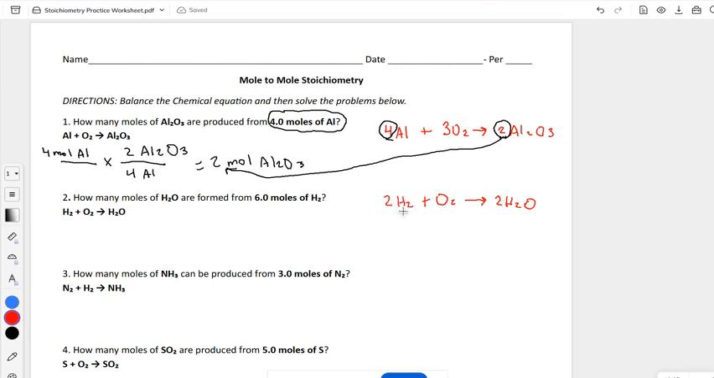2H2. So now 4 hydrogens over here. 2 times 2 is 4 hydrogens over here. 2 oxygens, and 2 times 1 is 2 oxygens. So everything is now balanced, and I'll show you how to do it. All right, so now I'm going to show you the way that always works.